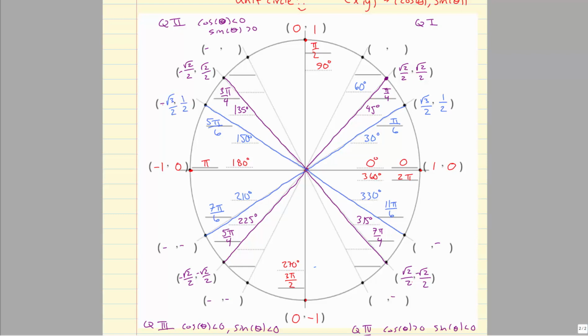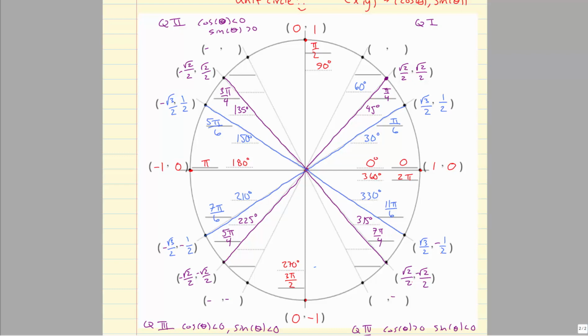Now here I'm in quadrant 1, so it's negative. I fill in the same cosine and sine values, same cosine and sine values. And we'll go through and check the positive and negative when we're done.